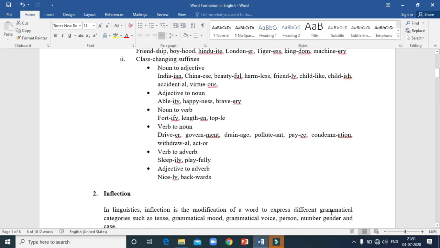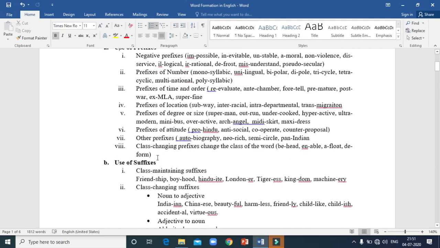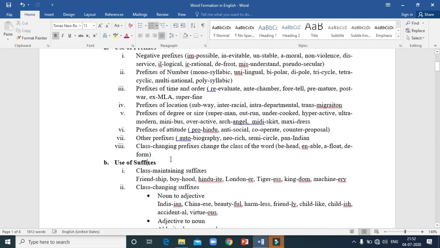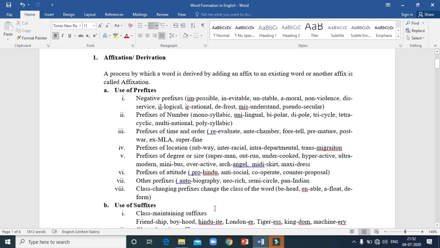And there are different processes. We can use prefixes and suffixes. Prefixes are affixes which occur before the root of the word. Suffixes are affixes which occur after the root of the word. You know that prefixes occur first and suffixes occur last in a word.